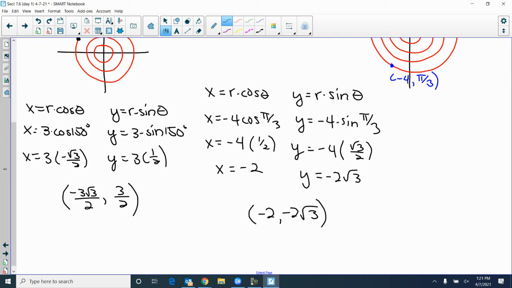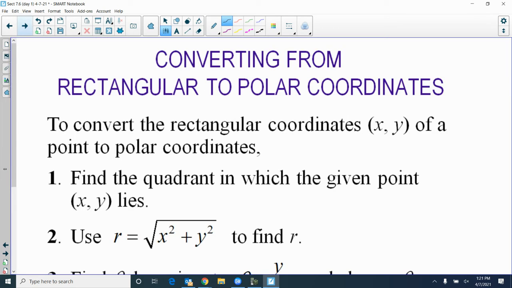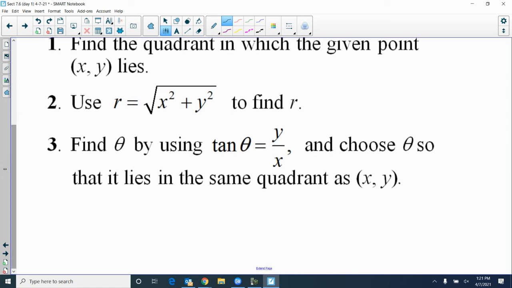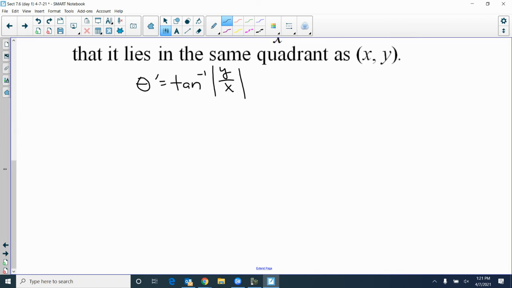All right, that's how you go from polar to rectangular. On the back, there's rectangular to polar. Pretty similar. I'm going to modify something slightly on here. To find r, you're going to use Pythagorean theorem. Now it says find theta by using tangent of theta equals y over x. I want to make sure you know that gives you the reference angle. I'm just going to say that theta prime, which is my reference angle, equals tangent inverse of the absolute value, and then either add or subtract it from 180 or take it away from 360. But you got to recognize what quadrant you're in.